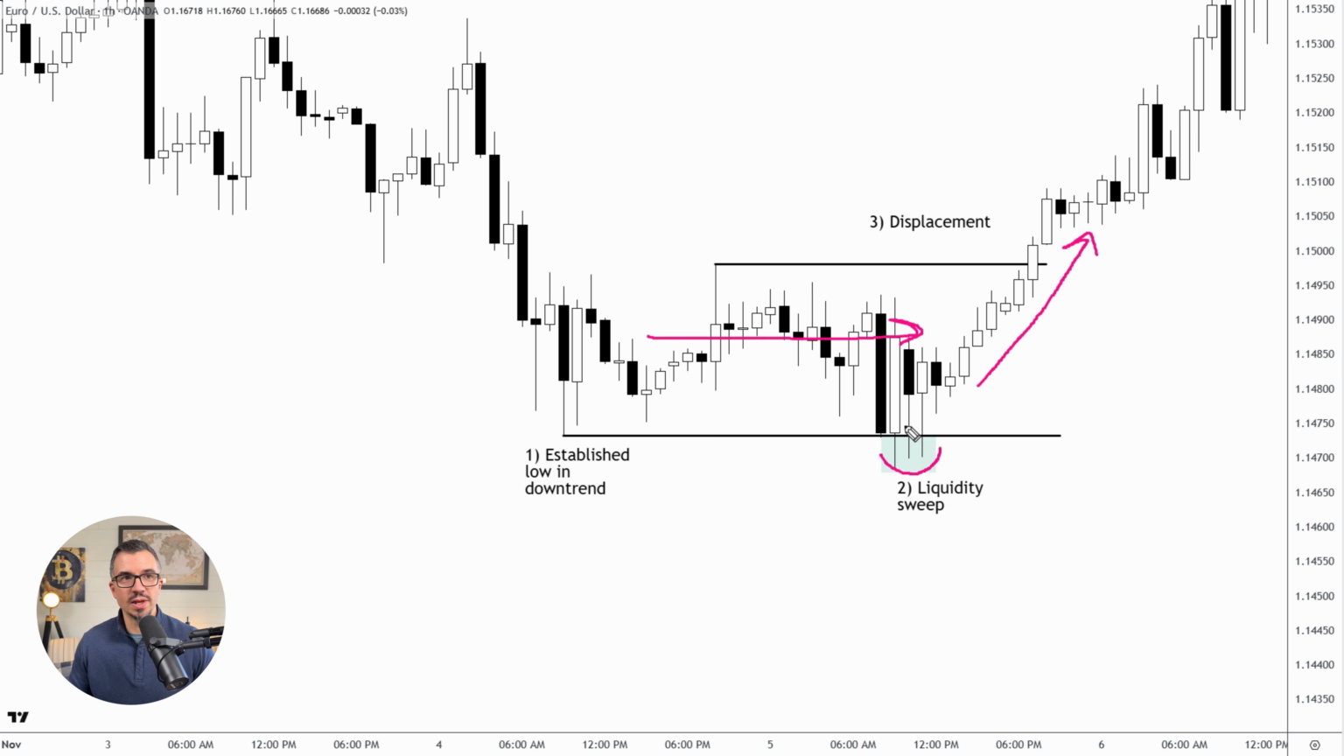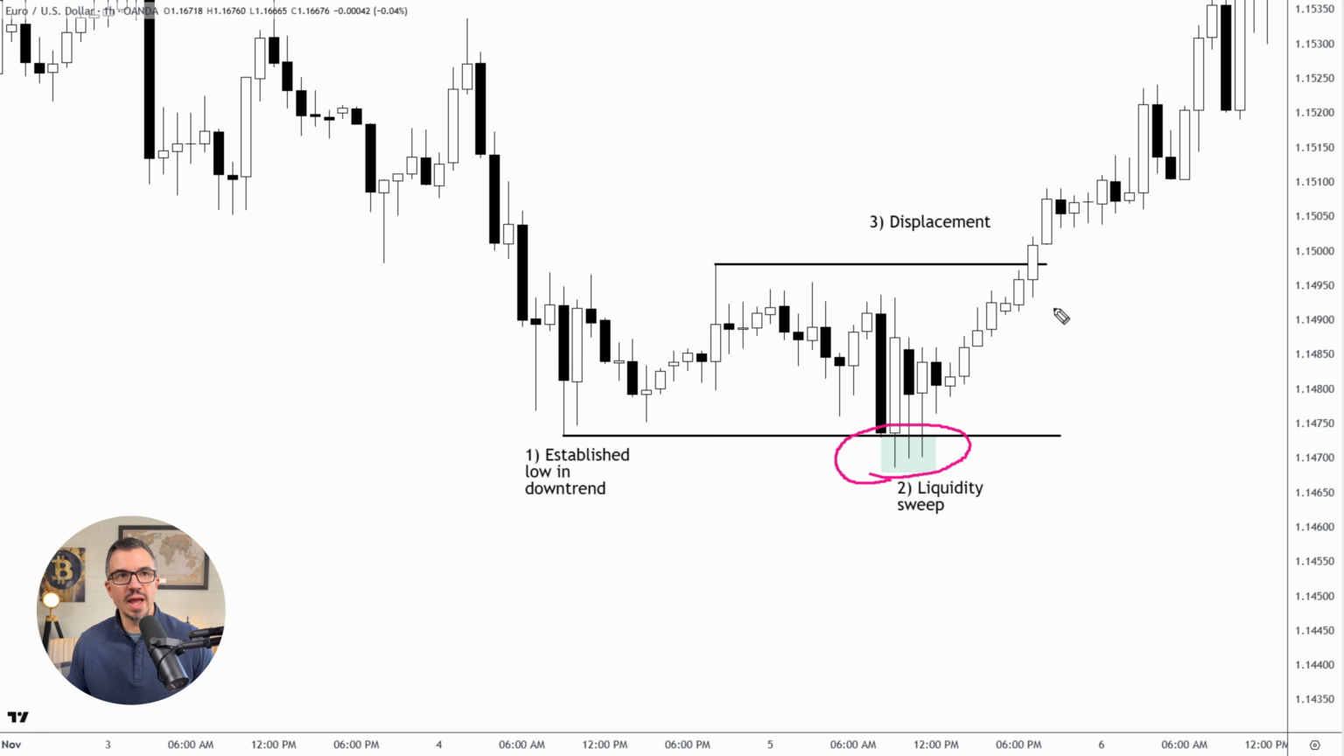So you want to see the sweep down here, and then pretty much immediately, it doesn't have to occur right away, but pretty much immediately you want to see the market make this strong push out of here. And what this is telling you is that if you had suspicions that large buyers were buying this liquidity sweep of the low in step 1, this right here is confirming it. This strong push out of here is confirming that buyers are now in control.